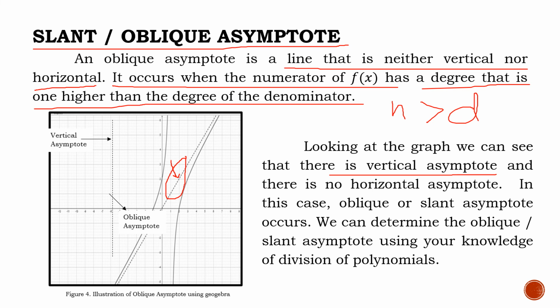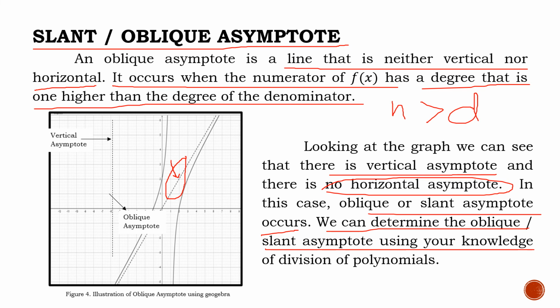Even if there is a vertical asymptote, as long as there is no horizontal asymptote, then there is a slant or oblique asymptote. If there is a horizontal asymptote, there is no oblique or slant asymptote. So in this case, the oblique or slant asymptote occurs because there is no horizontal asymptote. We can determine the oblique slant asymptote using your knowledge of division of polynomials. So we just simply apply the division of polynomials.